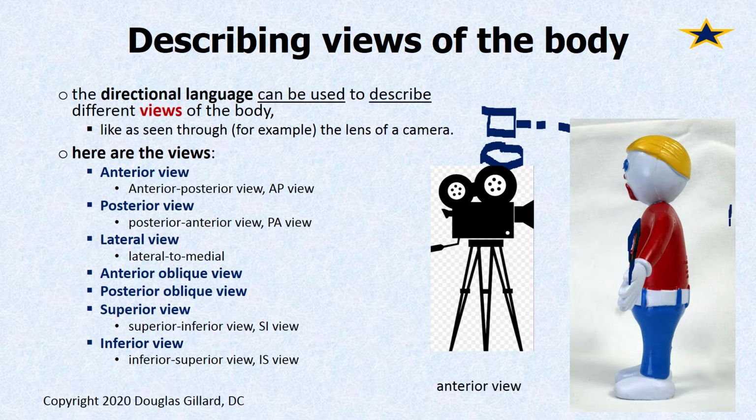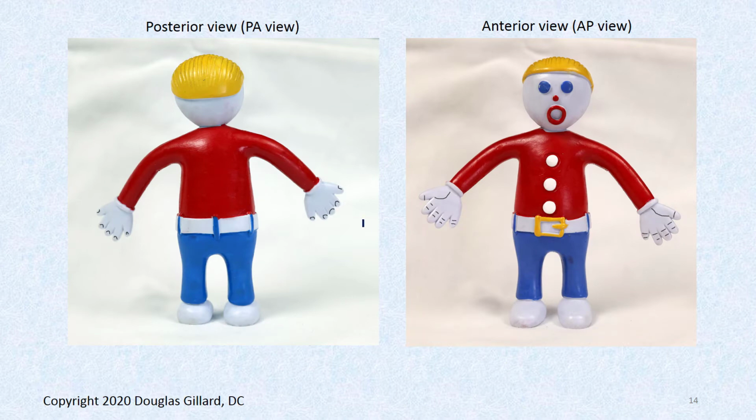If the camera is back here, that's a posterior view. Got it? If the camera is out of the plane of the page, that's a lateral view. And then we have oblique anterior view, posterior, superior view, inferior view. Let's look at some more of these. So here the camera is out of the plane of the page, can't see it, but it's looking at the back of Mr. Bill. So this is a posterior view or a P to A view, standing for posterior to anterior view, right? X-rays, we talk about X-rays being A to P or P to A.